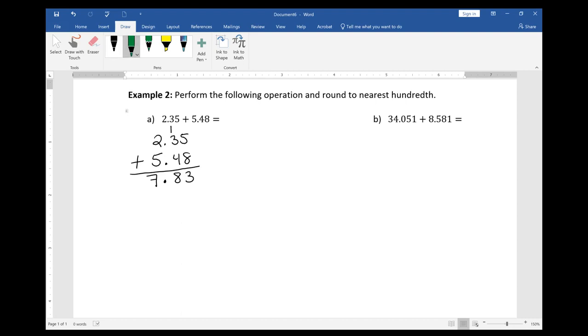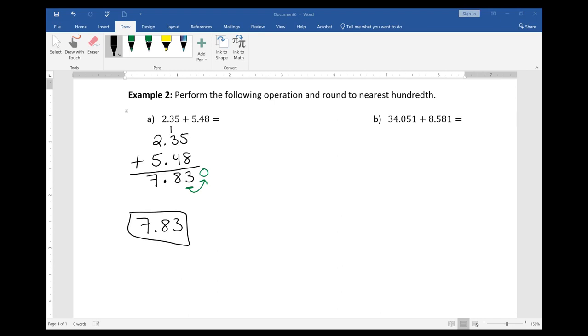Now, if we want to round to the nearest hundredth, we have to locate the hundredths place, which again, is the second digit to the right of the decimal point. Now we look to the number next to it, which in this case will be a 0 since there's no digit afterwards. And if we round, the 3 will stay as is. So our final result, 7.83.